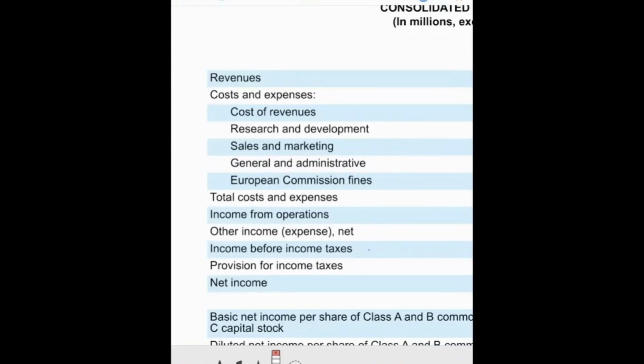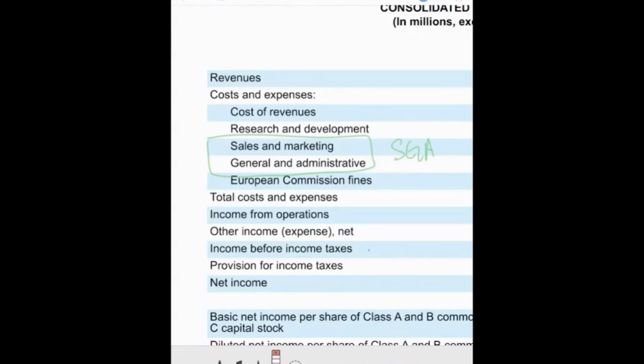When you combine these two together, you will always hear people say this word called SGA, selling and general and administrative expenses. So if you keep hearing SGA expenses, it means these two things add up together. So that is the SGA expenses.